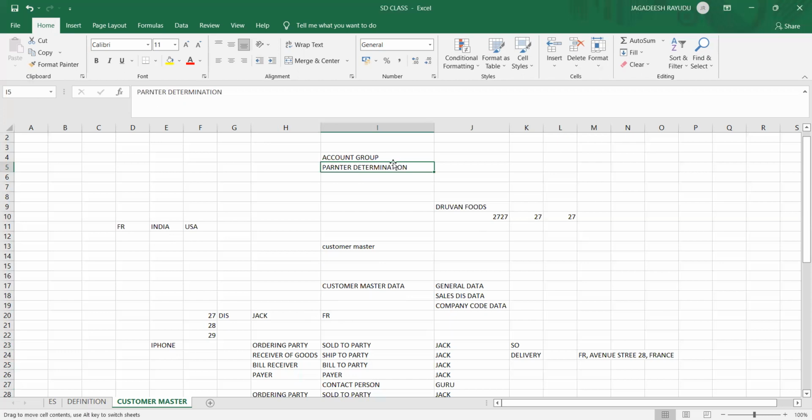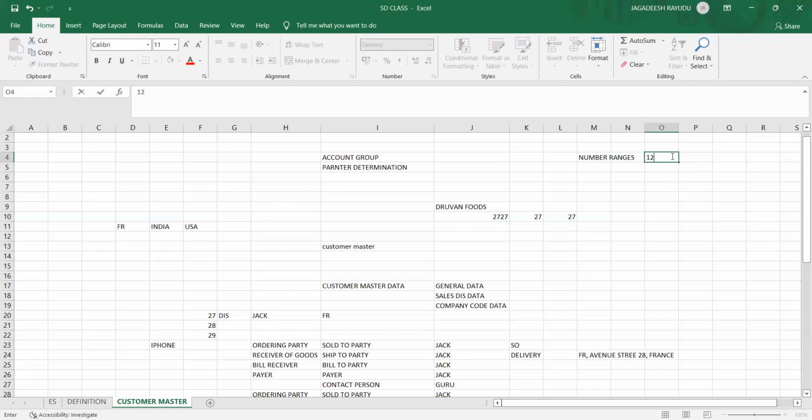Each group of customers, like these partners, will be grouped through account group. What will account group do? Account group controls, first, number ranges. Number ranges means, while creating a customer, you are entering the number on your own manually. This is called external number range. Like you are giving number 345 to this customer, 234 to this customer, 123 to this customer, like that you are entering numbers.